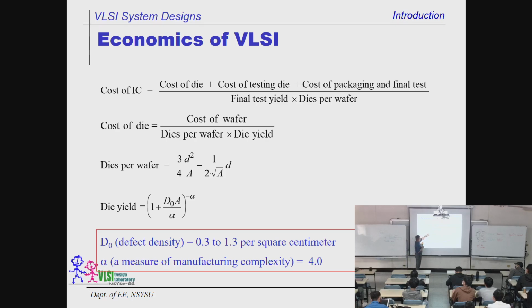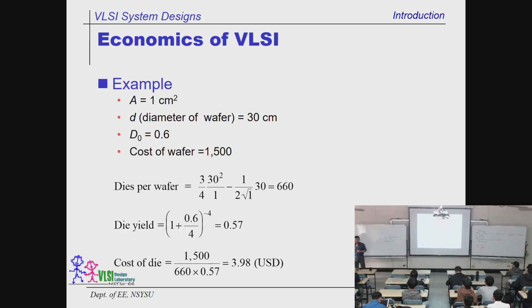Basically, you can understand that A is the area, D is the diameter of the pizza, and the yield will look like this. It's a very interesting equation. We don't know what that is, but never mind, we just take it and use it. This is the defect density, D0, 0.3 to 1.3 per square centimeter. Alpha is a fixed number, 4.0. We take all these equations and abuse them to find out interesting things. Give the numbers. When you talk about numbers, you understand.